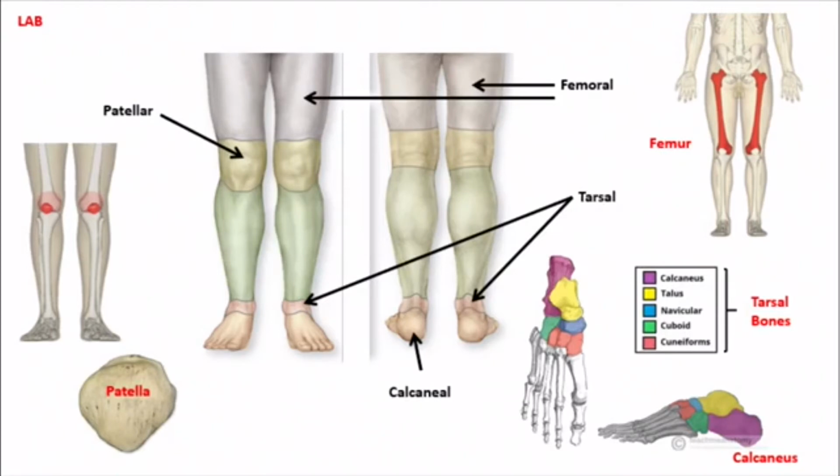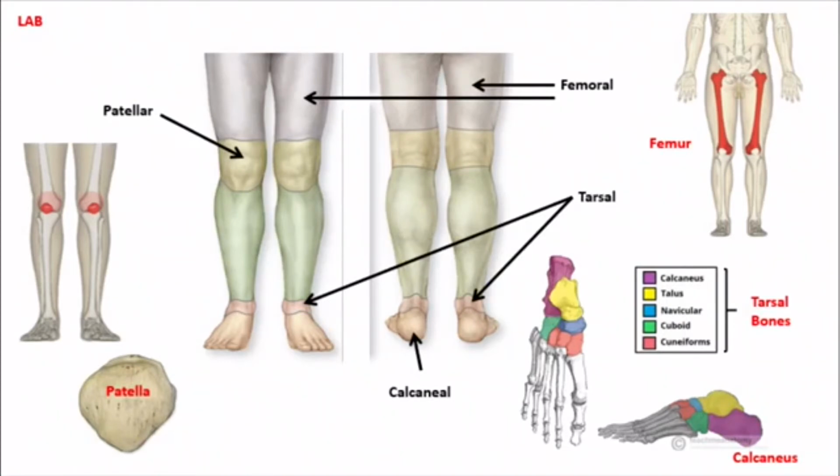The tarsal region is the ankle region. We're going to find tarsal bones kind of above. They're part of the foot. So the talus, which is actually part of the tarsal bones, is involved in the ankle joint. So that's probably where the name is coming from.